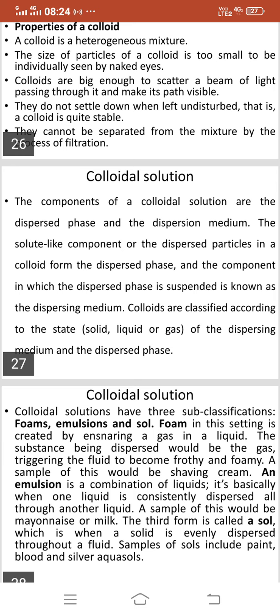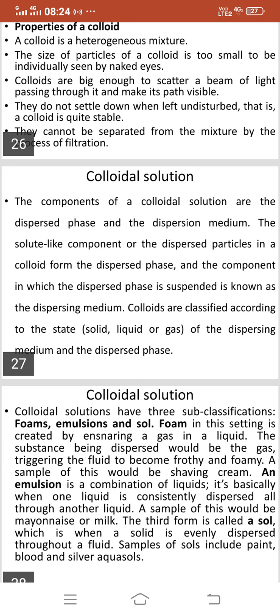Colloidal solutions have three subclassifications: foams, emulsions and sol. So what is the difference between these three? First, foam. Foam is created by ensnaring a gas in a liquid. The substance being dispersed would be the gas, causing the fluid to become frothy and foamy. A sample of this would be shaving cream.